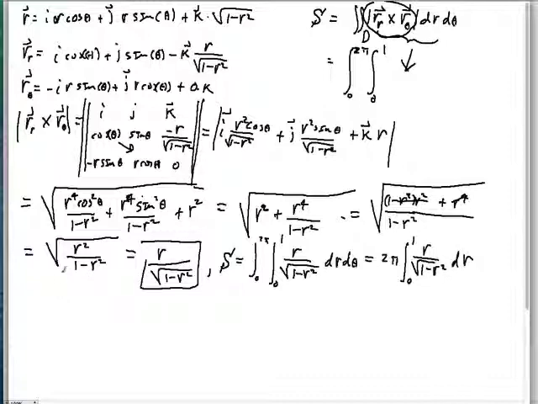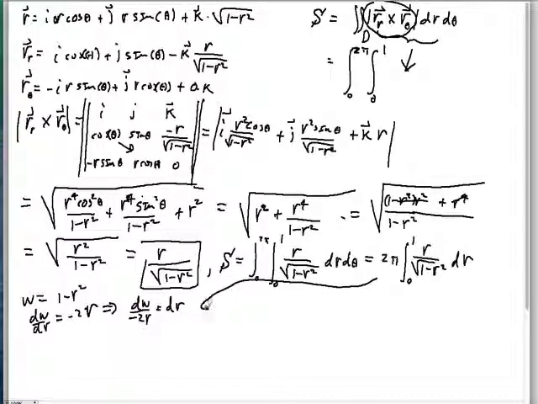Alright, so clearly this will lend itself to a U substitution, or actually we're going to call it a W substitution because we've already used our U variable. So W is going to be equal to 1 minus r squared. So dW dr is going to be equal to negative 2r, which is the same thing as dW over negative 2r is equal to dr.